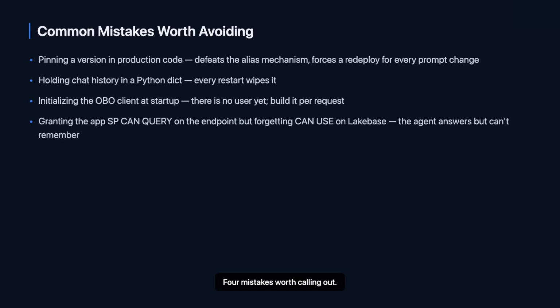4 mistakes worth calling out. First, pinning a /version URI in production code: that defeats the alias mechanism and forces a redeploy for every prompt change. Use the @alias form in apps. Second, holding chat history in a Python dictionary: every restart wipes it, every replica has its own. Put it in Lakebase. Third, initializing the on-behalf-of client at app startup: there is no user yet, so it crashes. Build the client inside each request handler. And fourth, granting the app service principal CAN QUERY on the serving endpoint but forgetting CAN USE on Lakebase. The agent will answer, but it won't remember a thing.